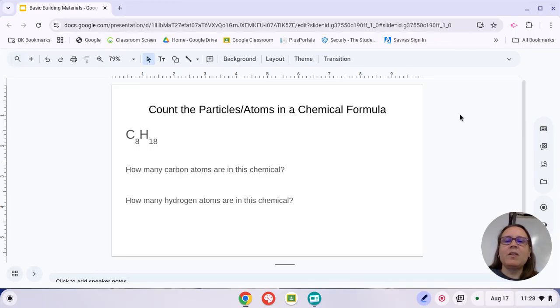So if we were to count the atoms in this particular chemical formula for carbon, how many carbon atoms are there? There are 8. How many hydrogen atoms? 18. We just look at the number that comes directly after the element. Pretty easy.